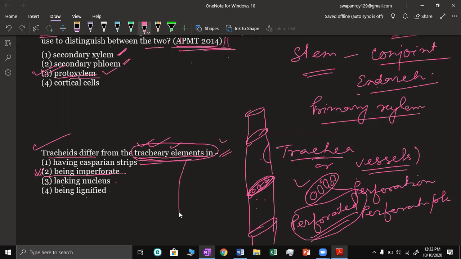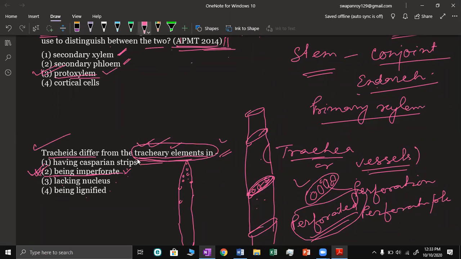Tracheids are cells, and they have holes at certain places at the end also, but they are not a tube-like structure, they are single cells. So from all these four options given, the possible answer is this one, being imperforate. Okay, there is no perforation.